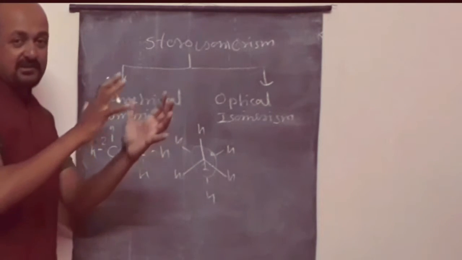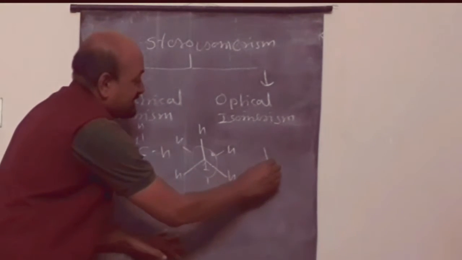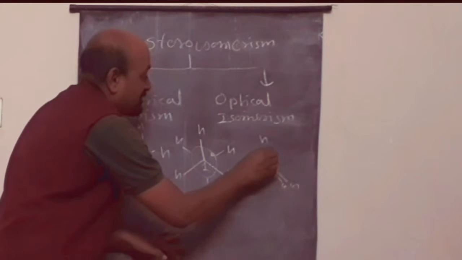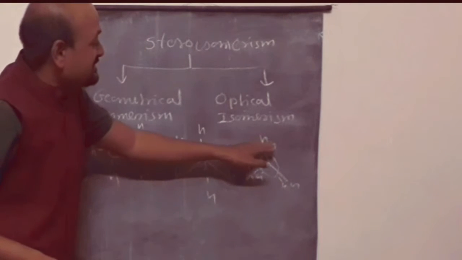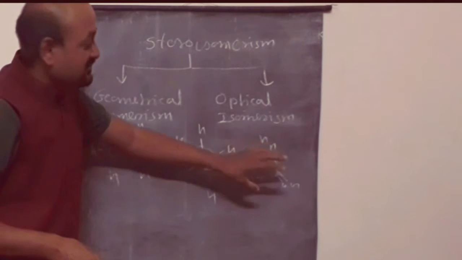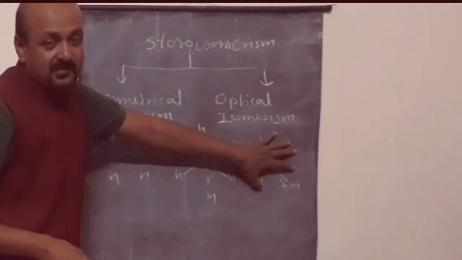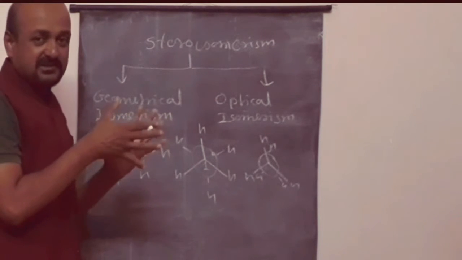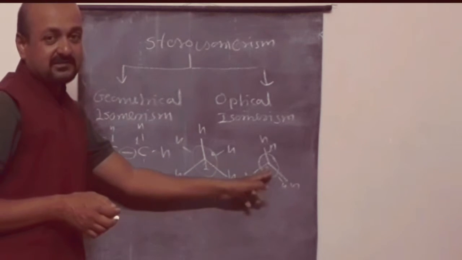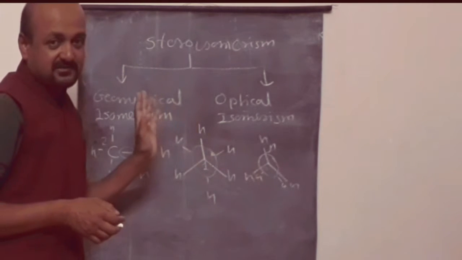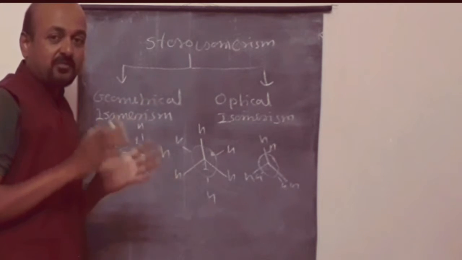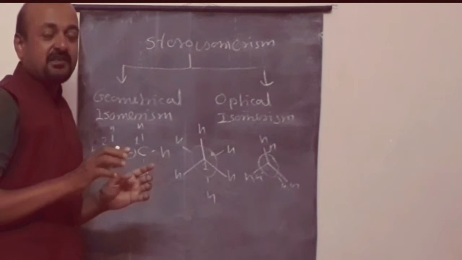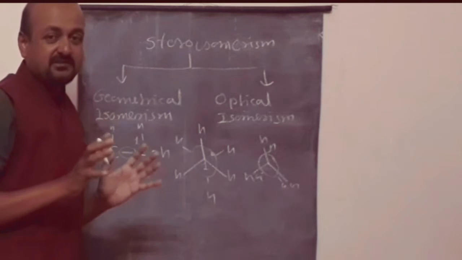If the carbon atom moves like this, the next position is like this. There is overlapping of these hydrogen atoms, so this form is known as the eclipsed form. This is the staggered form, and this is the eclipsed form. Due to rotation about the carbon-carbon single bond, we get various forms like this, known as conformations. But whenever there is a double bond or triple bond, there is no free rotation. That means the position of atom or group is fixed in space.